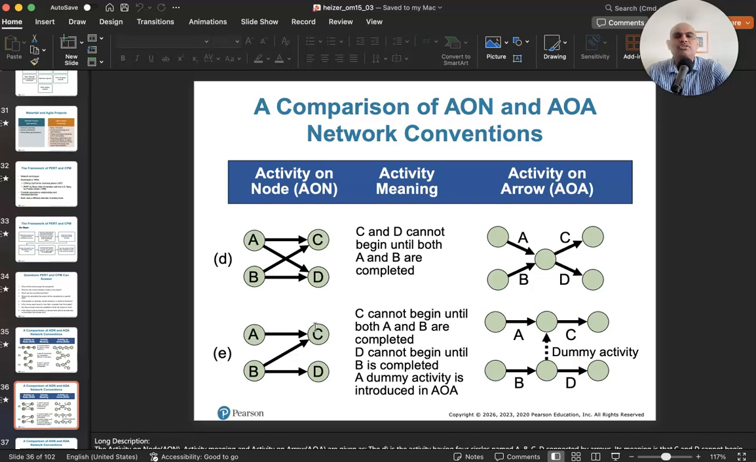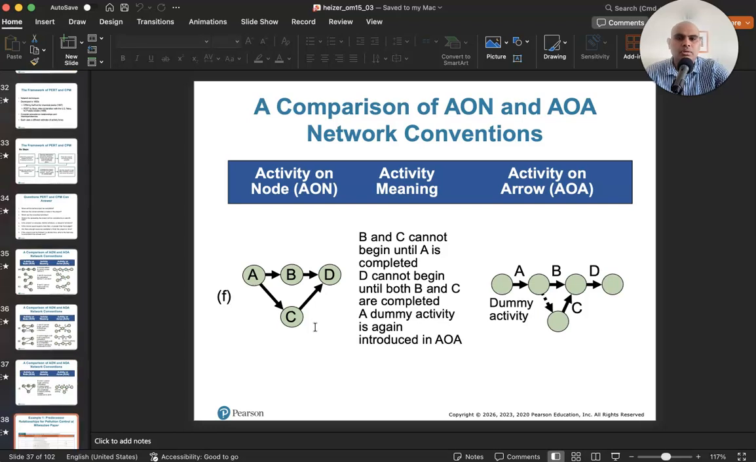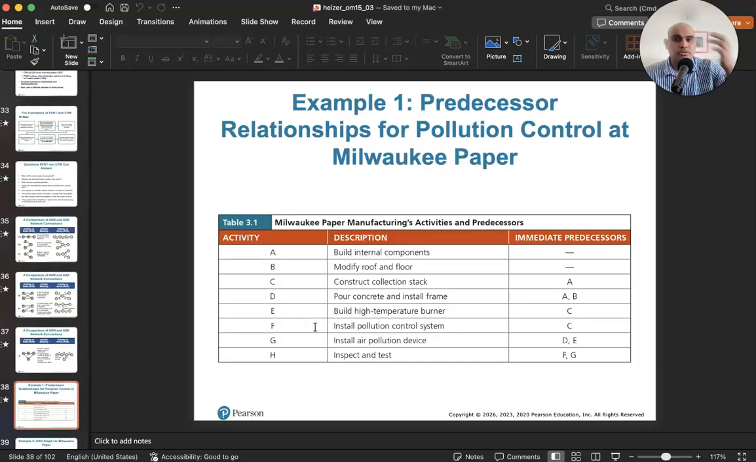So that's an example. Now, this seems very general, so let's look at a specific example and see what this looks like. So here are some predecessor relationships for pollution control at Milwaukee Paper. So Milwaukee Paper is setting up a pollution control system in their plant. To do that, they have broken down their larger project into 8 basic activities.